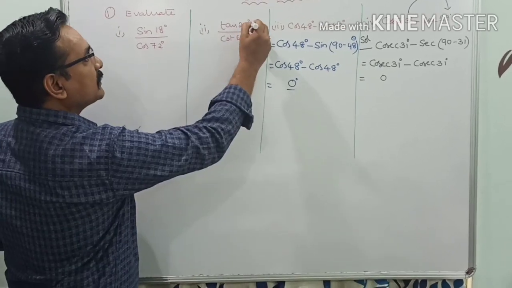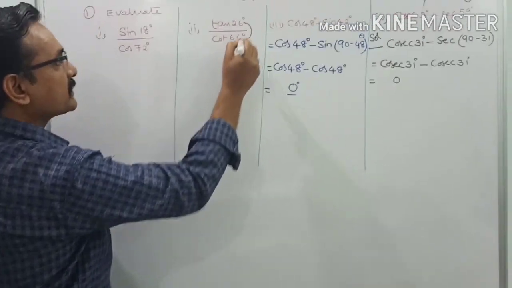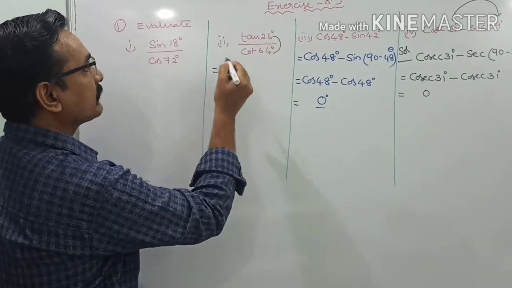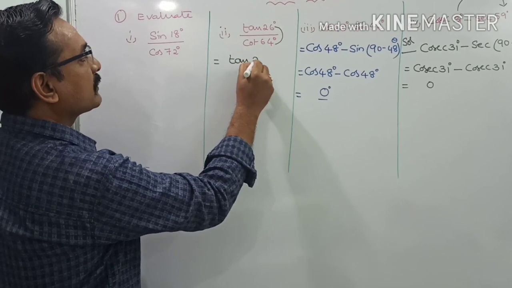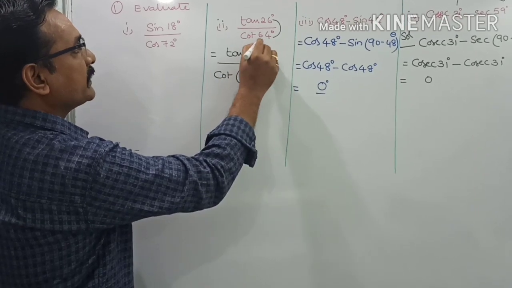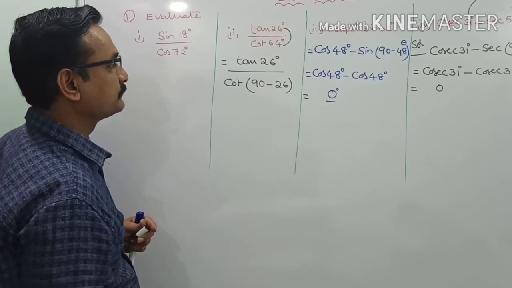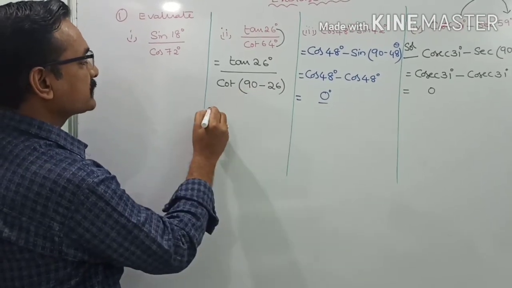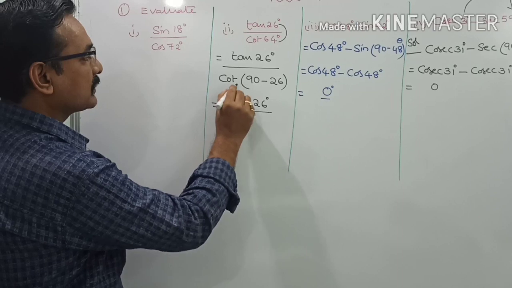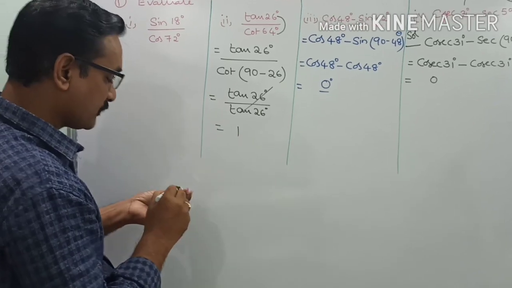Next, 26 plus 64 equals 90. Either in the numerator or the denominator, we have to convert in terms of the complementary angle. So tan of 26 degrees, and in the denominator, cot of 64, instead of 64 I am writing 90 minus 26. Now cot of 90 minus theta is tan theta, so tan 26 degrees by tan 26 degrees, both get cancelled, and the answer is 1.